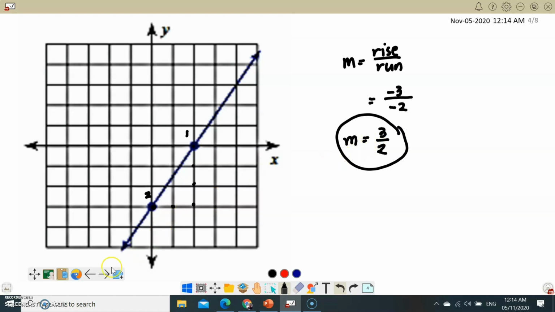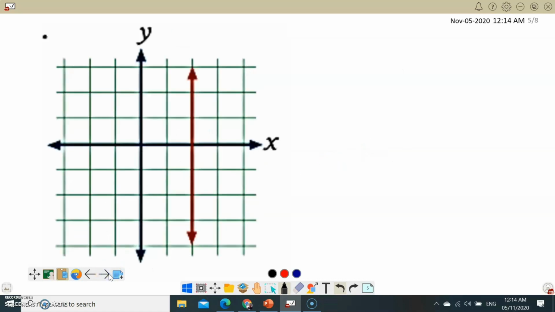Okay? So one more. We have here, what is the slope of the given graph? As you can see, it is a vertical line. Therefore, our slope here is undefined. So how come it is undefined?